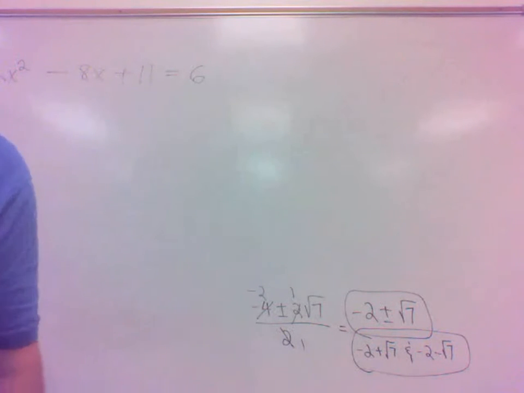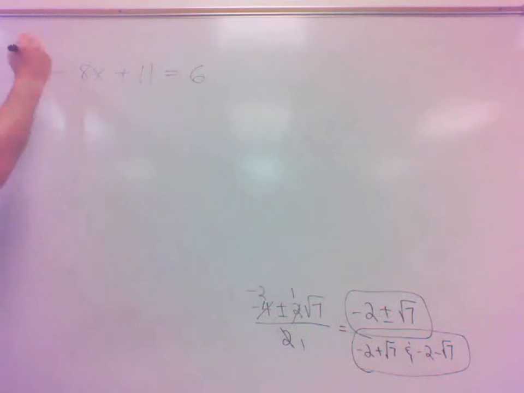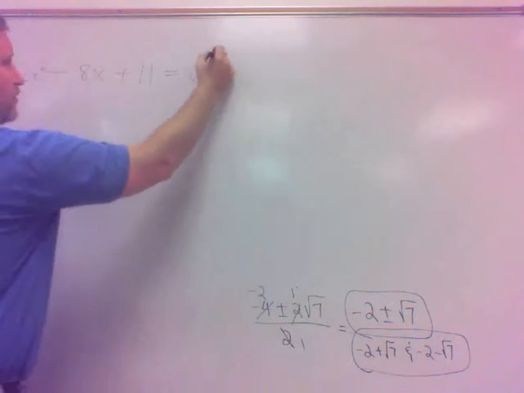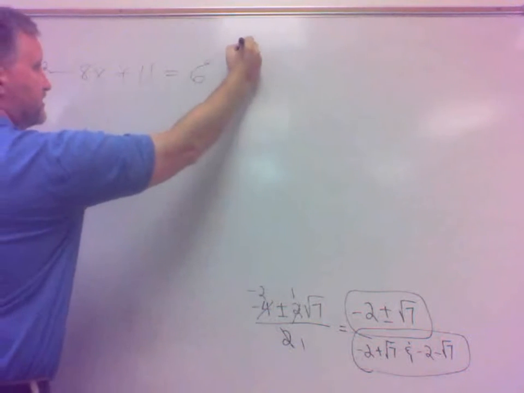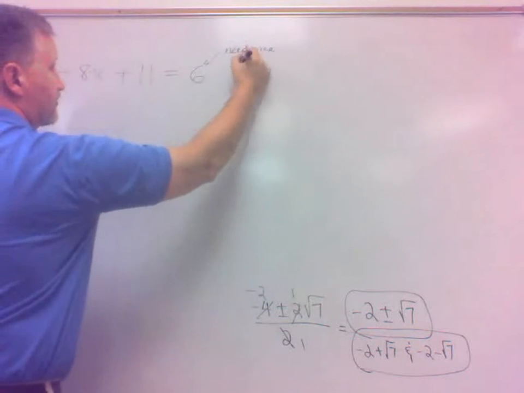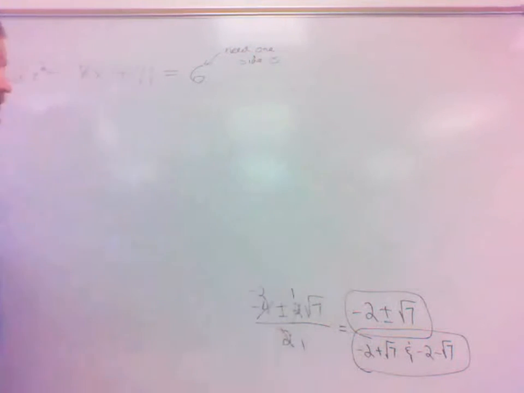2x squared minus 8x plus 11 equals 6. Well, one of the things I hadn't pointed out yet, the quadratic formula, like the factoring method, does need one side 0. So I need to make one side 0. I don't have that right now, so I need to get one side to be 0.